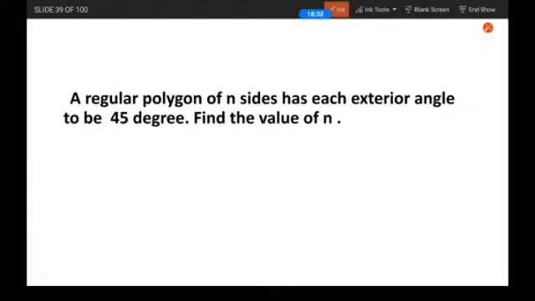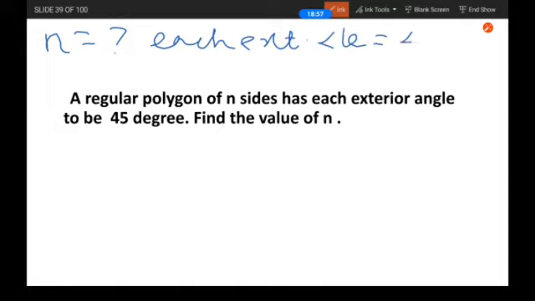So a regular polygon of n sides, they're giving us that it is n. We don't know the name. Each exterior angle equals 45 degrees, right? Then find n.